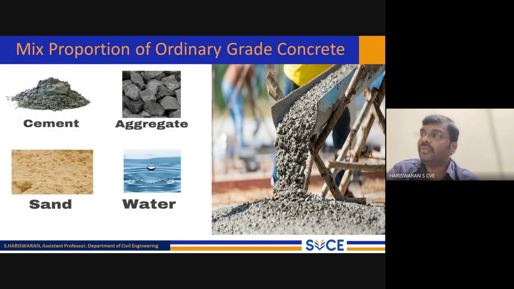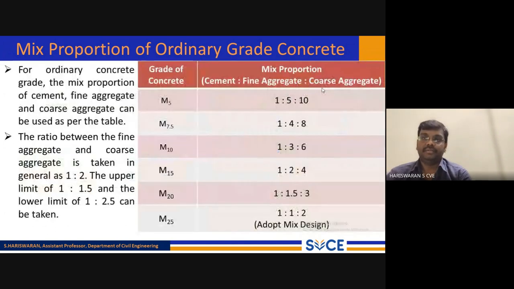So this is the way we are going to mix to achieve the concrete. For the mix proportion of ordinary grade concrete, we are going to make use of 4 major things: cement, sand, that is fine aggregate, then coarse aggregate called gravel. To achieve that, we are also adding water, and that amount of water we are going to add with respect to cement.